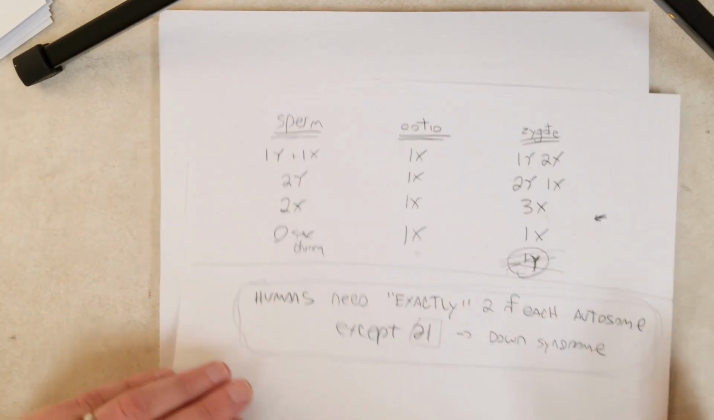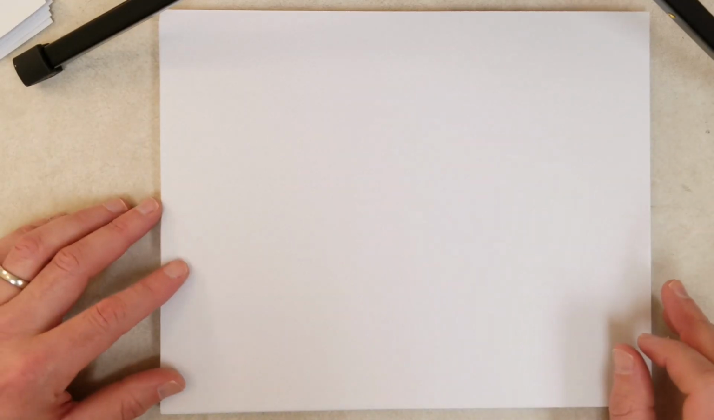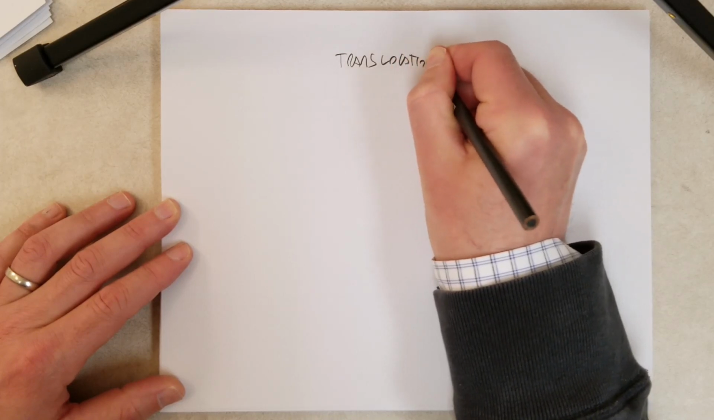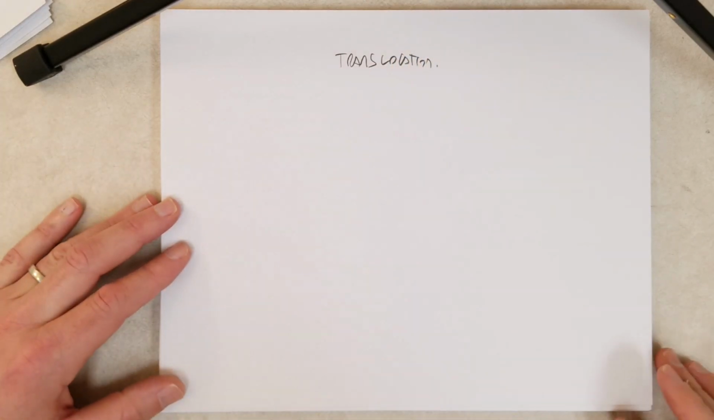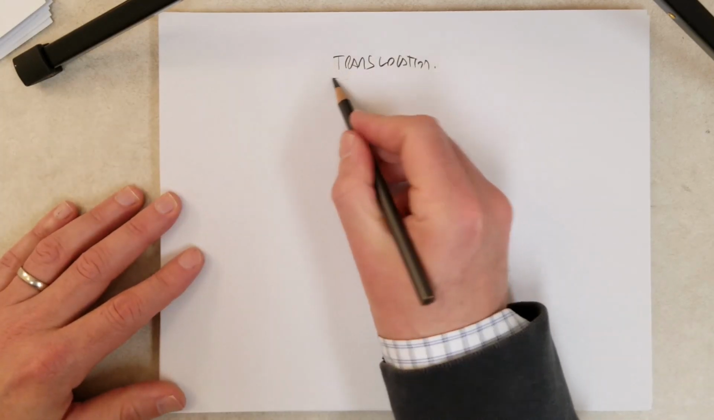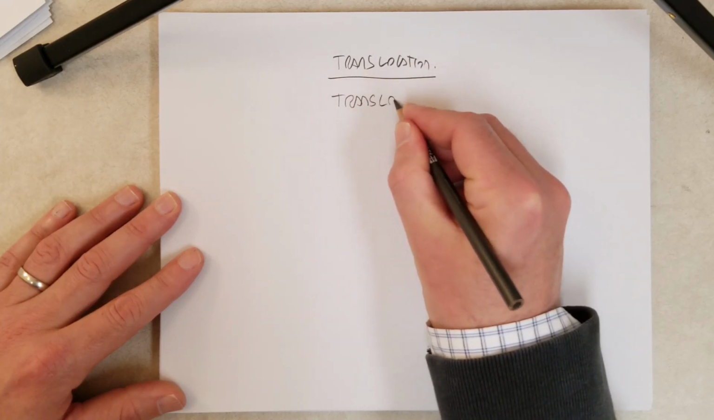So that's nondisjunction, and how nondisjunction can lead to different numbers of sex chromosomes, and when nondisjunction involves chromosome 21, that can lead to Down syndrome, right? But nondisjunction of the other chromosomes, autosomes, usually leads to a lethal genotype. Now, another thing we need to address before we talk about the different phenotypes that result from different numbers of sex chromosomes is translocation. Translocation.